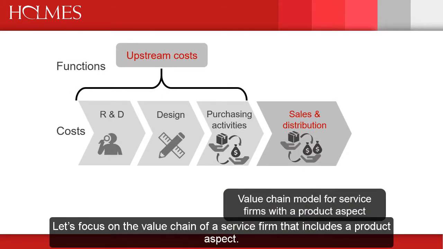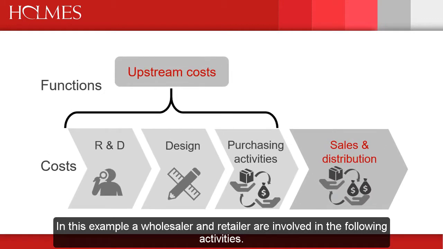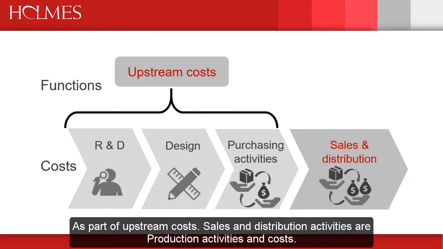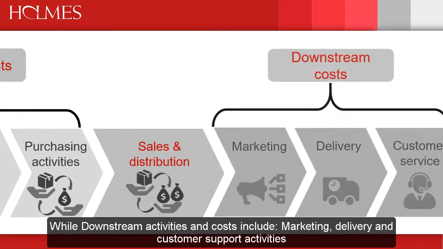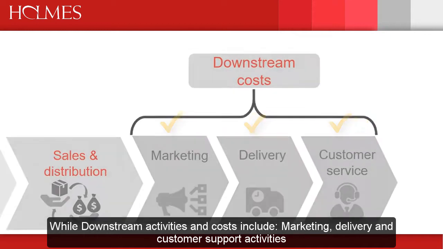Let's focus on the value chain of a service firm that includes a product aspect. In this example, a wholesaler and retailer are involved in the following activities: research and development, design, and purchasing activities. As part of upstream costs, sales and distribution activities are production activities and costs, while downstream activities and costs include marketing, delivery, and customer support activities.